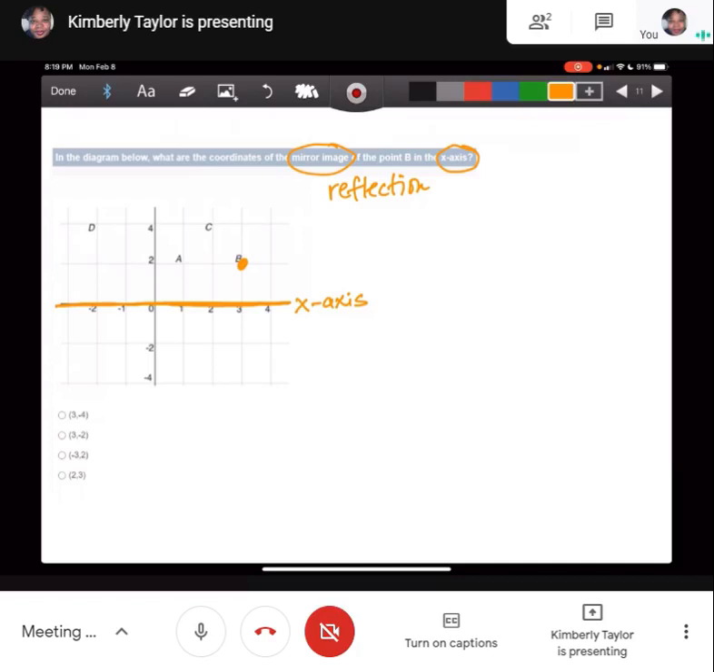So B is on line 2. So the reflected image needs to be 2 units away from the yellow line as well. So it's going to be over here on this point, which is 2 units away from the yellow line. And that ordered pair is 3 and -2. So it is going to be here. That's your answer.